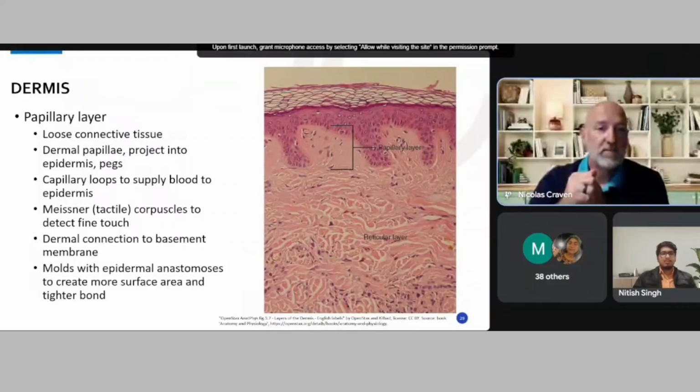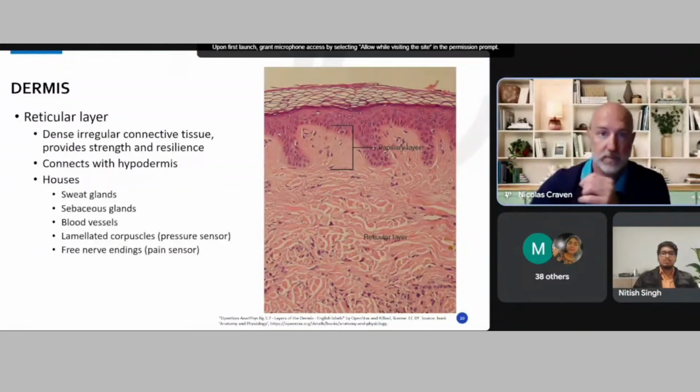And I also mentioned this as well, it helps mold the connection between the epidermis and the dermis by creating more surface area. So when you have these pegs that go up and down, it's creating more surface area to allow that stronger connection between the epidermis and the dermis.